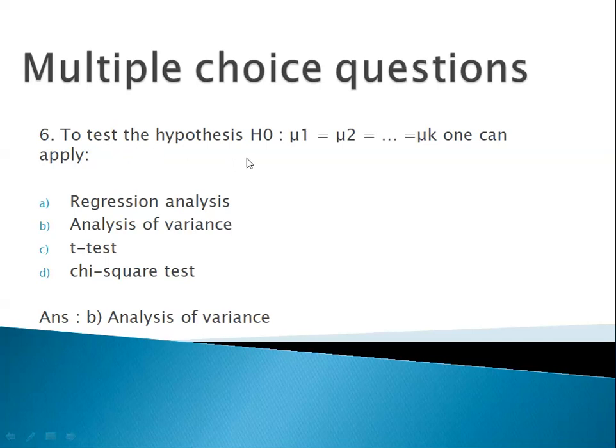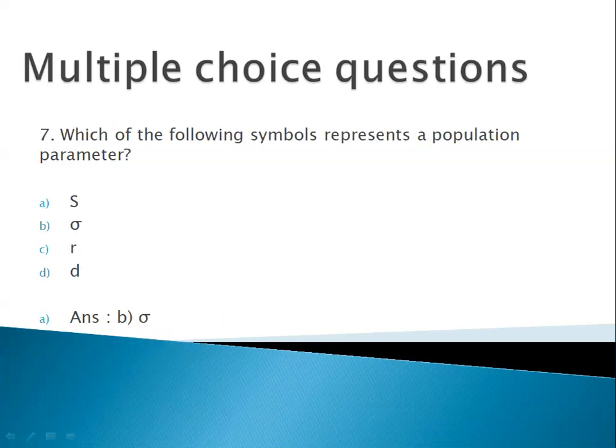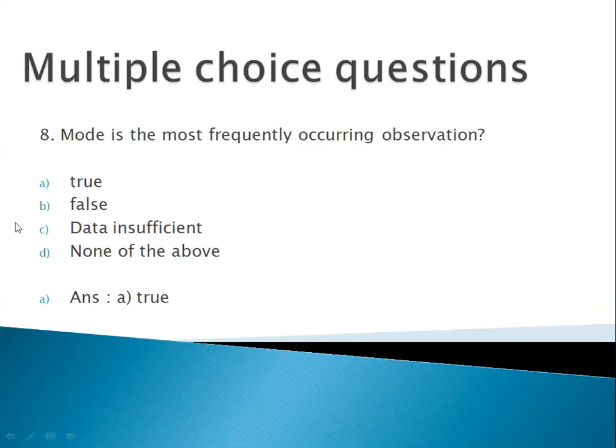To test the hypothesis H0: mu1 is equal to mu2 is equal to mu k, one can apply regression analysis, analysis of variance, t-test, or chi-square test. The correct answer is B, that is analysis of variance. Which of the following symbols represents a population parameter? S, sigma, R, D. The correct answer is B. Mode is the most frequently occurring observation. It is true, false, data is not sufficient, or none of the above. The correct answer is A, that is true.